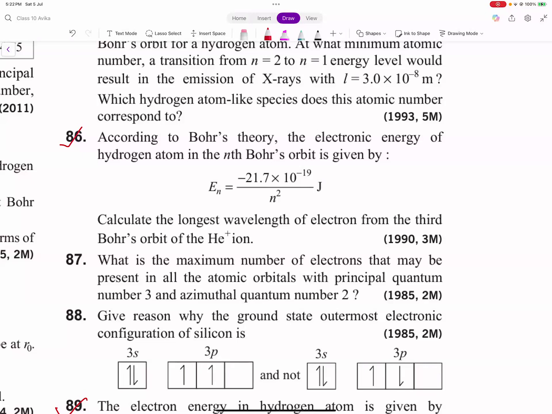If it is an electron which is dropping, then I think we have to take... Doesn't it say dropping from 3 to 2, right? No. It doesn't say dropping though. It just says find the longest wavelength. No, see, they should have phrased it better, but anyways, calculate the longest wavelength of electron from the third Bohr's orbit of the helium plus ion, right? It should be 2. 3 to 2, right?